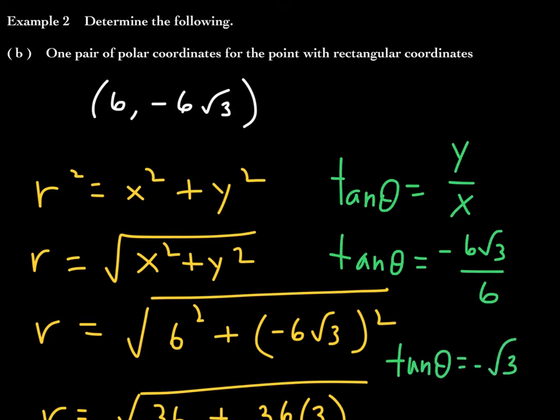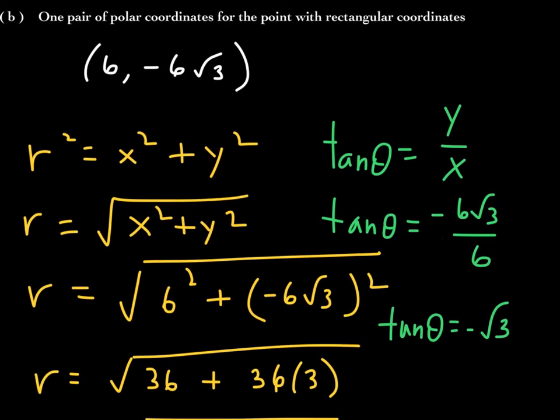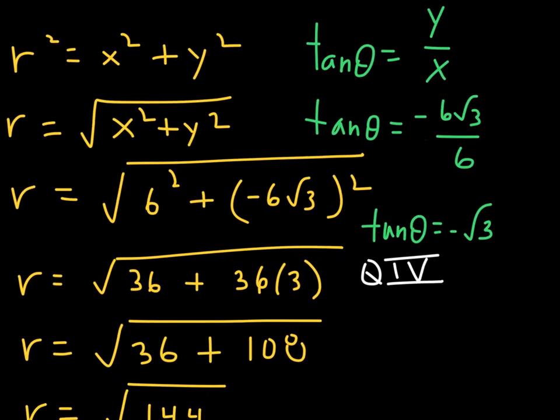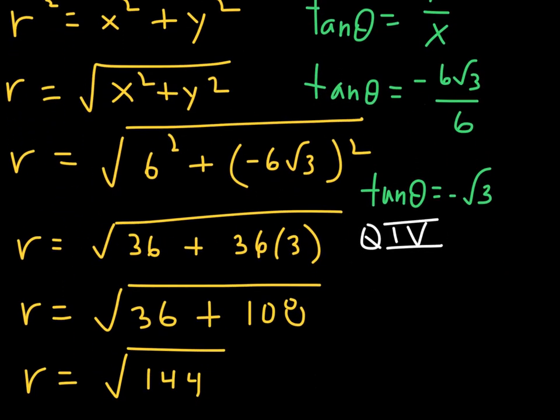Now, in order to figure out the right value of theta, remember that you are in quadrant number 4. How do I know that? Well, x is positive and y is negative. X is positive, y is negative. That puts me in quadrant number 4. Now, that's very important and also very easy to forget, all right? So be very careful. So in quadrant 1, my reference angle is going to be 60 degrees. But in quadrant number 4, that's going to be 300 degrees.